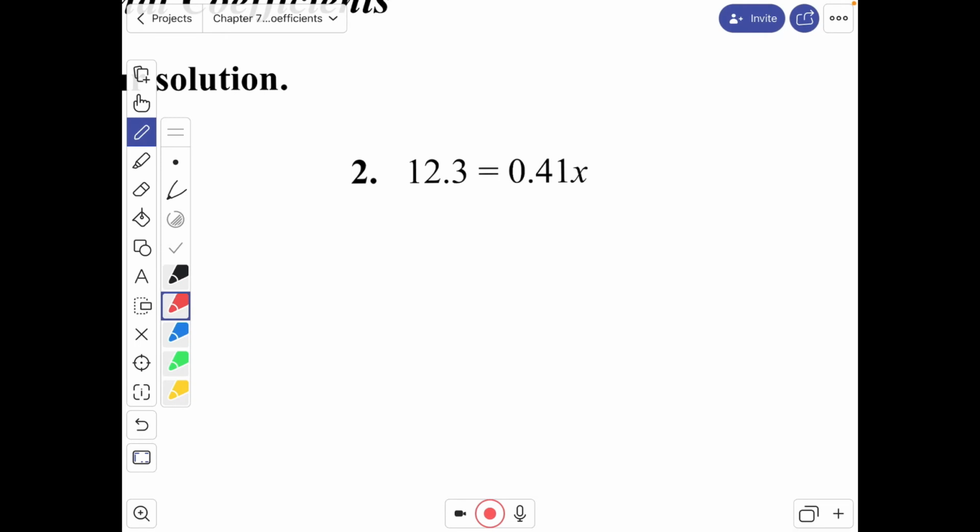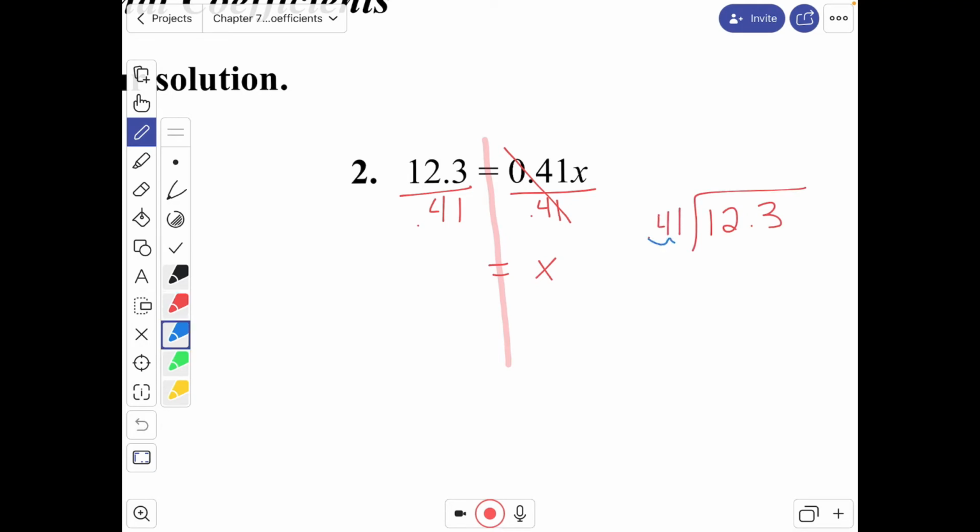Let's go over some extra examples. So on this one, my coefficient is 0.41. So we need to do the opposite of multiplying by 0.41, which would be dividing by 0.41 on both sides. That cancels. The x comes down on the right, and then I need to divide. I have to move the decimal 2 spaces, so that means on this one I have to move the decimal 2 spaces and add a 0. And my decimal goes right there.